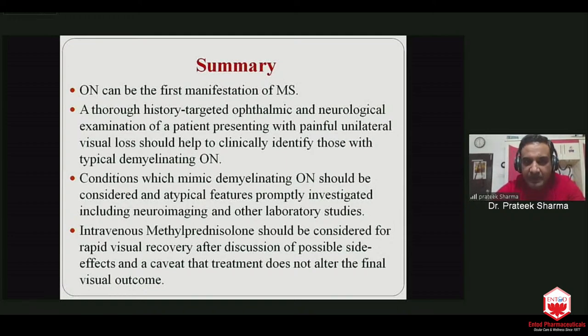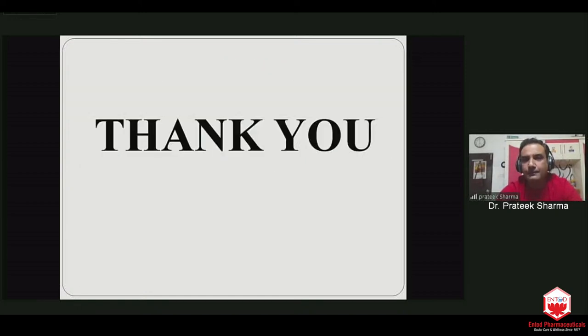So to summarize, optic neuritis can be the first manifestation of multiple sclerosis. A thorough history and targeted ophthalmological and neurological examination is important in a patient presenting with typical symptoms. Conditions that mimic optic neuritis should be considered, and atypical features should be promptly investigated with MRI and CSF if required. Intravenous methylprednisolone should be considered for rapid visual recovery after weighing all the possible side effects, with the caveat that the treatment is not going to alter the final outcome. Thank you.